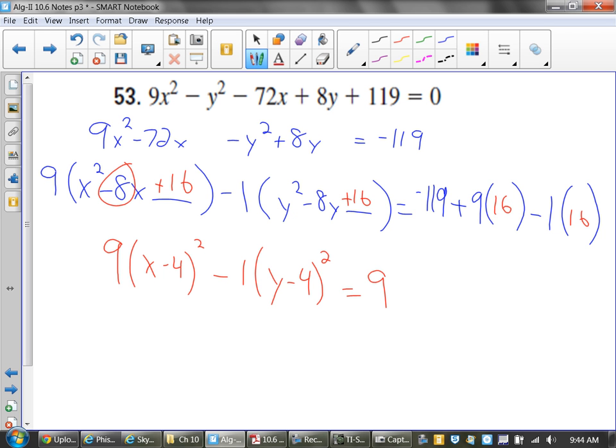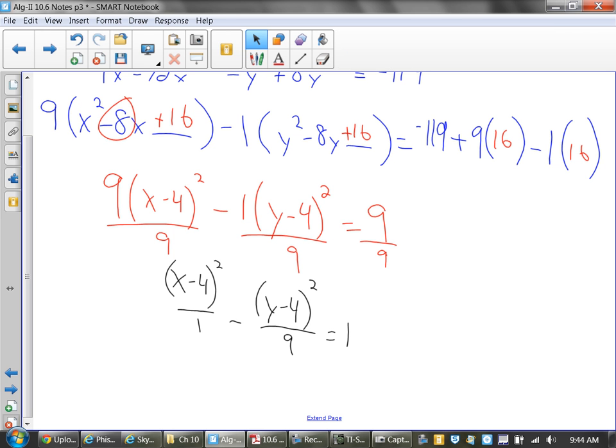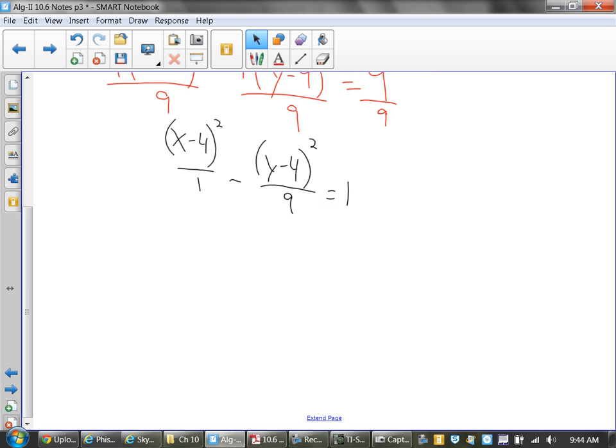So what do you do now? Divide everything by 9. So now I have x minus 4 quantity squared over 1 minus y minus 4 quantity squared over 9 equals 1. So at this point, we're okay. We know it's going to be a hyperbola.